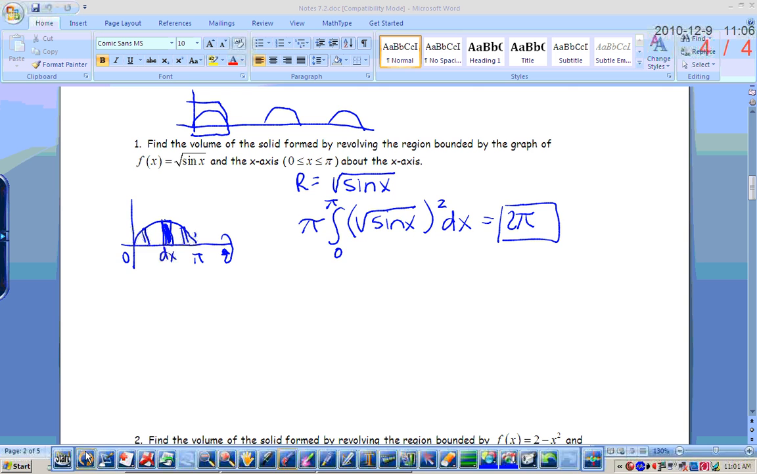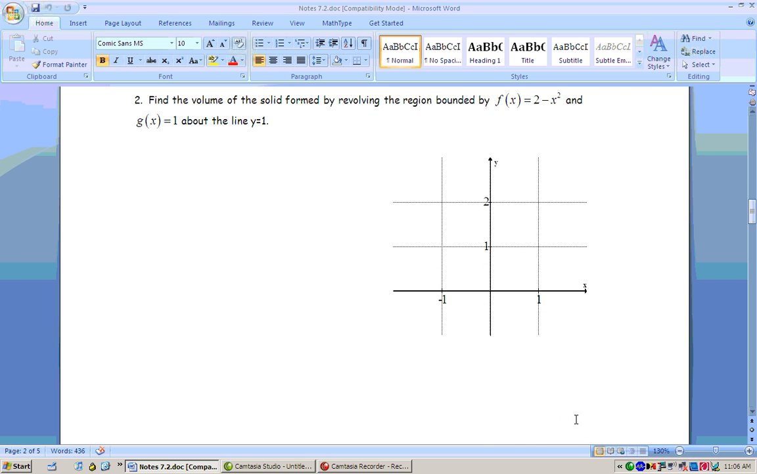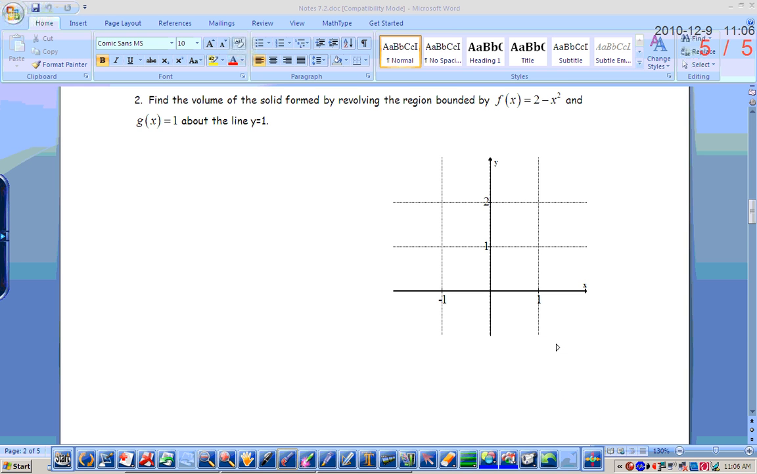There was a lot of room on that problem that you didn't really need. All right, find the volume of the solid formed by revolving the region bounded by f of x equals 2 minus x squared and g of x equals 1 about the line y equals 1. All right, draw the area that's bounded by these graphs first.